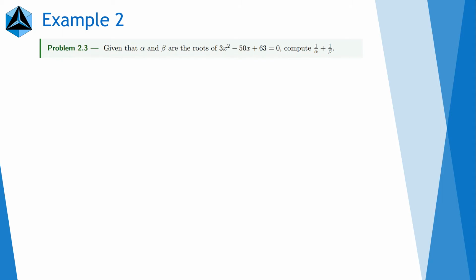This is another problem that uses Vieta's. So it looks very similar. We have the exact same polynomial here, 3x squared minus 50x plus 63. But this time it just wants us to compute 1 over alpha plus 1 over beta.